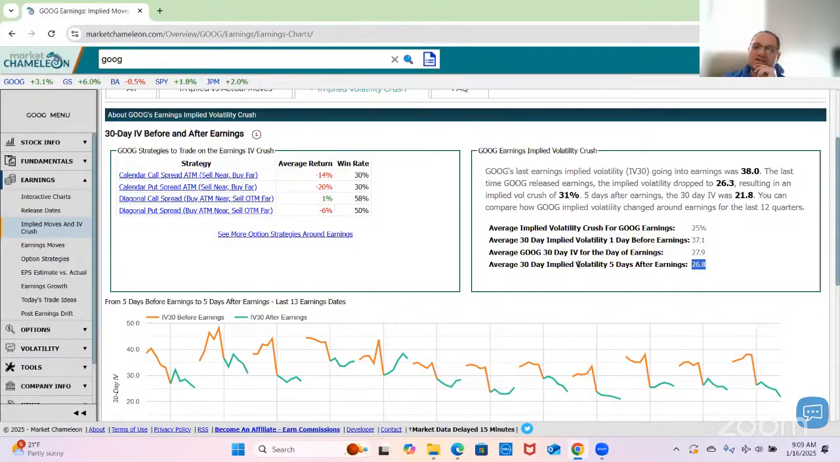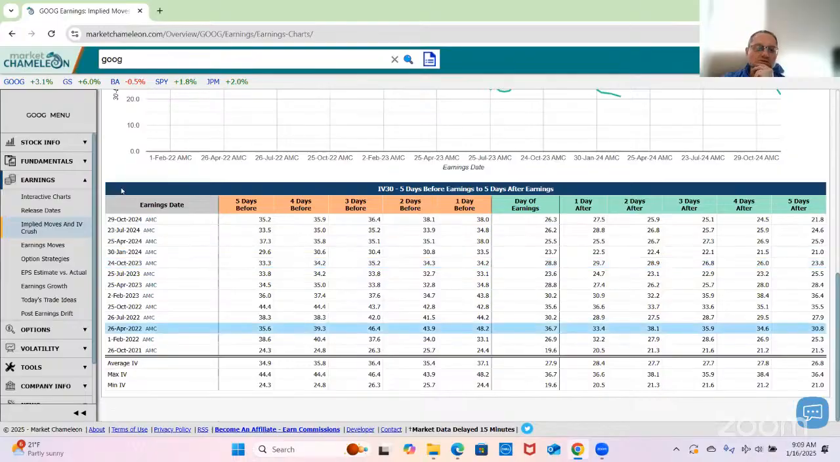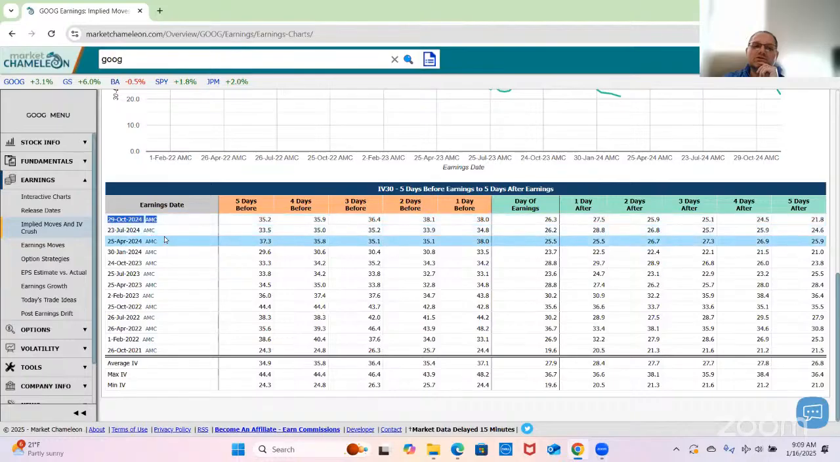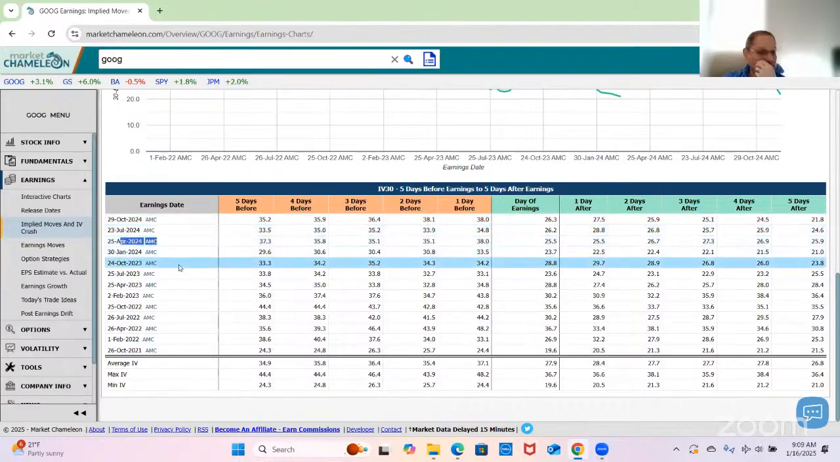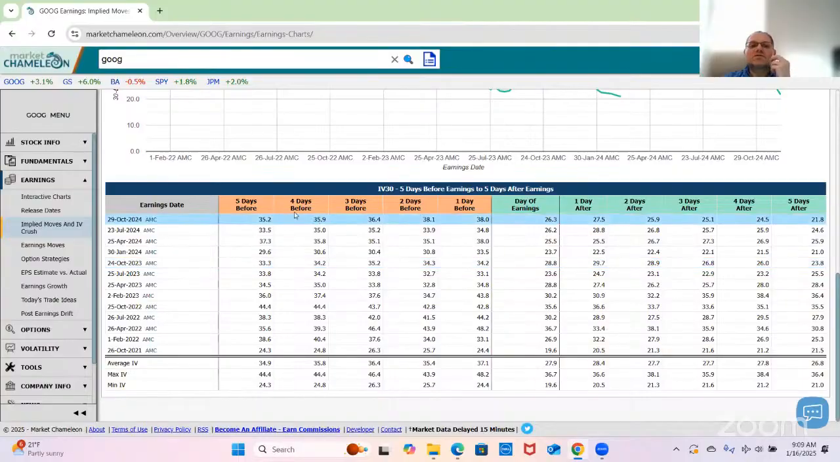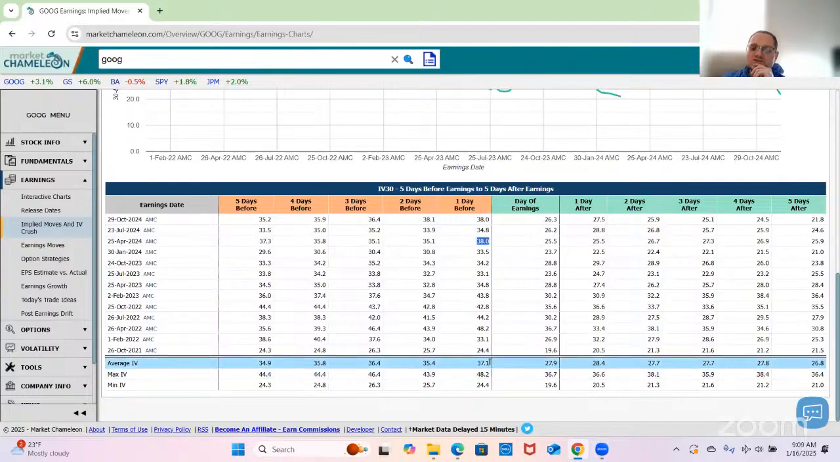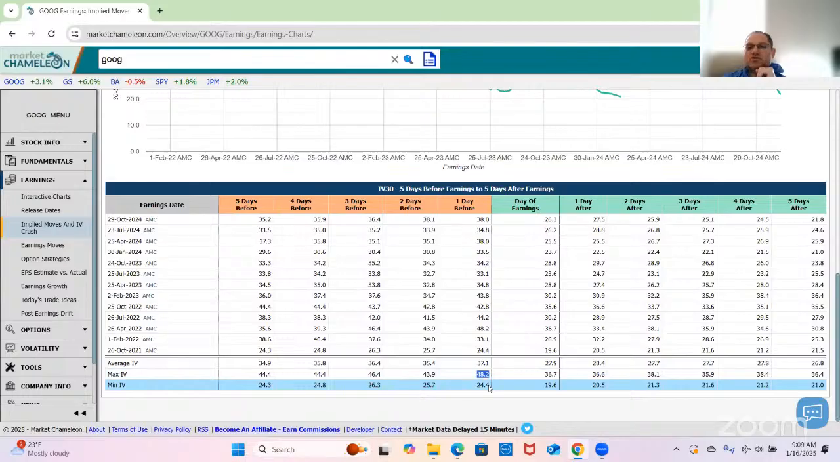If we wanted to see the table of these observations, here we have the last 12 earnings, and we could see in Google what the implied volatility was the 5 days before, 4 days, all the way to the day before. So this would be where the implied volatility closed right before earnings. So these are the observations. You could see the average was 37.1, but it ranged as high as 48.2 and as low as 24.4.